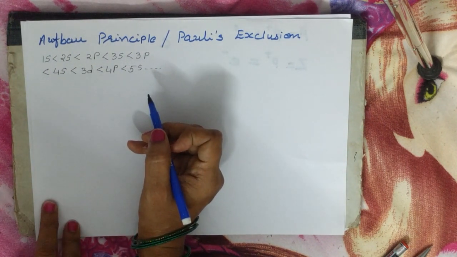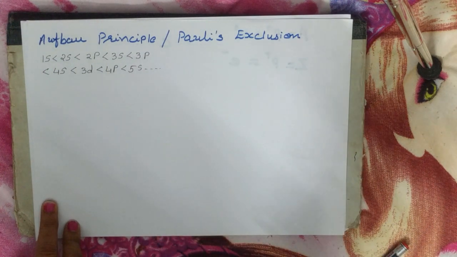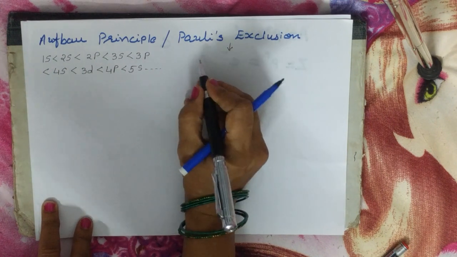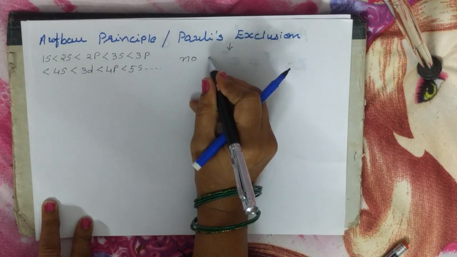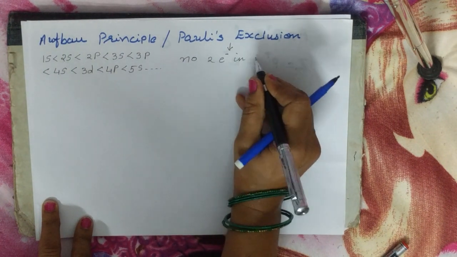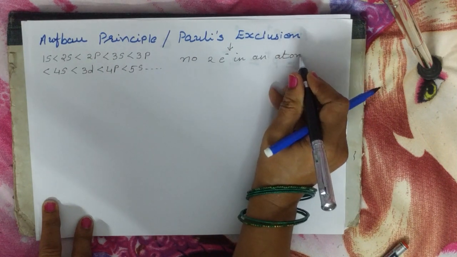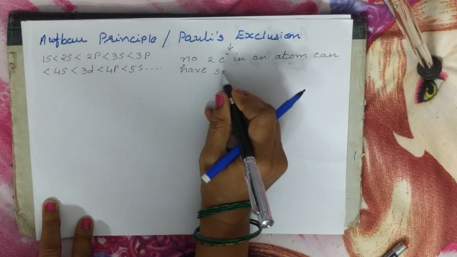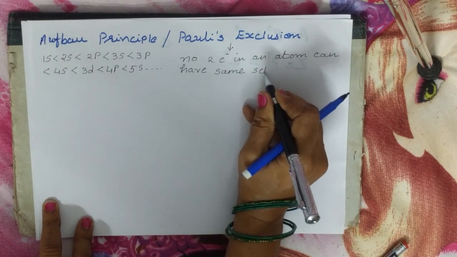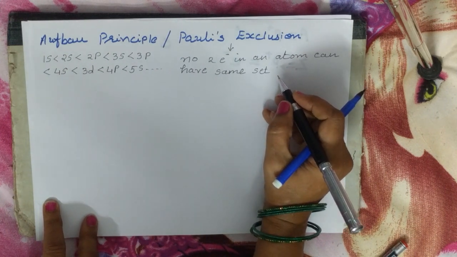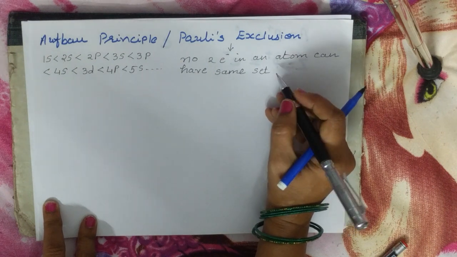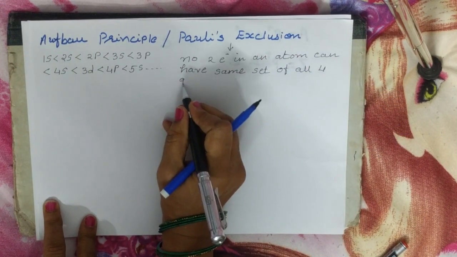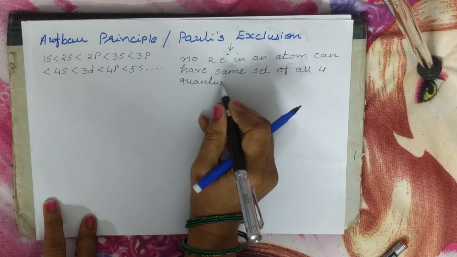This principle states that in the ground state of the atom, the orbitals are filled in order of their increasing energy. And Pauli's exclusion principle says no two electrons in an atom can have the same set of all four quantum numbers. Means it is not possible for any two electrons of an atom to have all four quantum numbers the same.